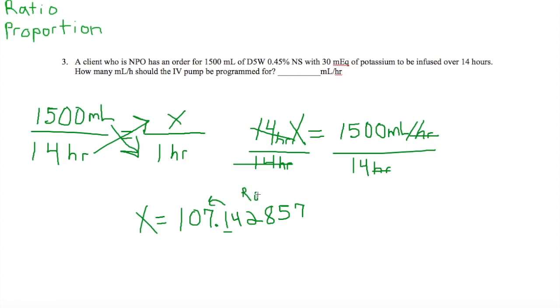What I will advise you to do is follow the directions given to you for each individual problem. It will tell you exactly where to round to. We are rounding to 107 because it is the nearest whole number. We look at the tenths place. If it is between 0 and 4, we're going to round down. If it's 5 or greater, we will round up. Rounding to the whole number, we are going to end up with 107 mils per hour.